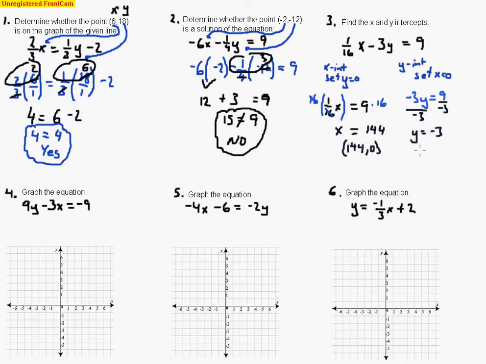Over here, it would be (0, negative 3), because the 0 is what we set x equal to, and negative 3 is what we got for y. And that would be our answer. So either way, you can write the answer.